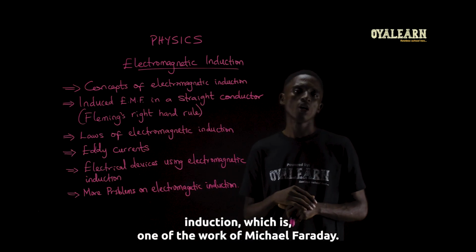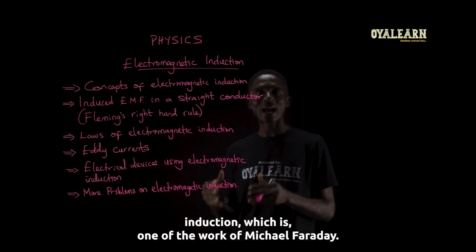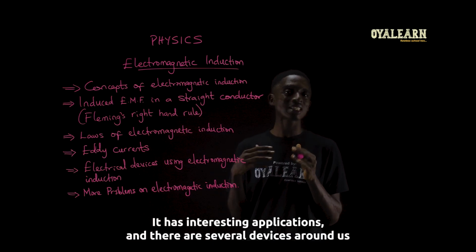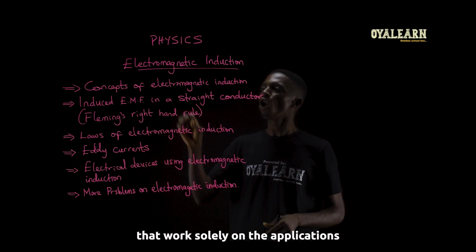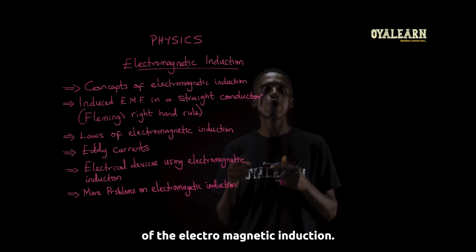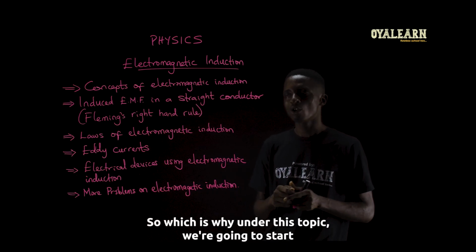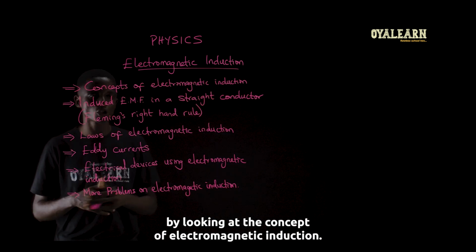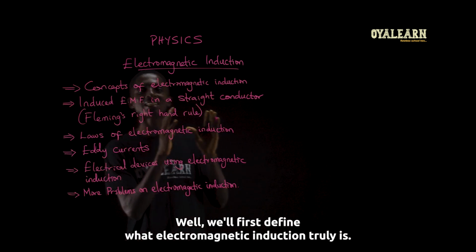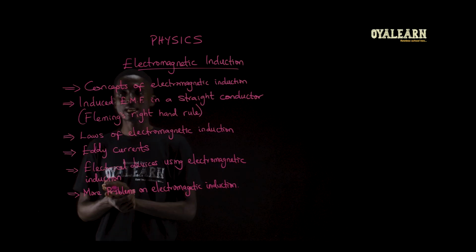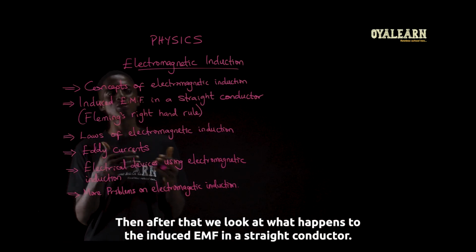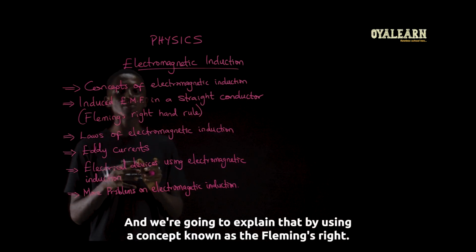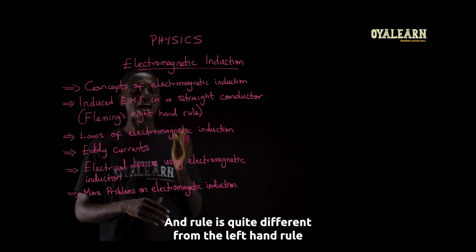electromagnetic induction, which is one of the works of Michael Faraday. It has interesting applications, and there are several devices around us that work solely on the applications of electromagnetic induction. So which is why under this topic, we're going to start by looking at the concept of electromagnetic induction, where we'll first define what electromagnetic induction truly is. Then after that, we look at what happens to the induced EMF in a straight conductor. And we're going to explain that by using a concept known as Fleming's right-hand rule.